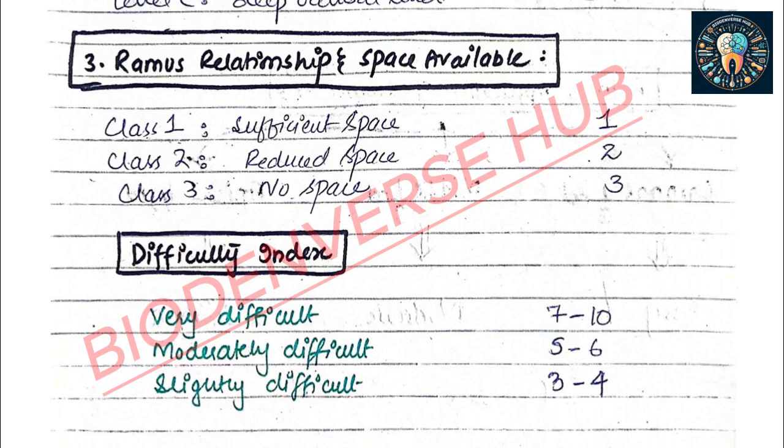So this was a scaling or scoring criteria that was given by Pedersen in order to assess the difficulty level associated with the impacted mandibular third molar.